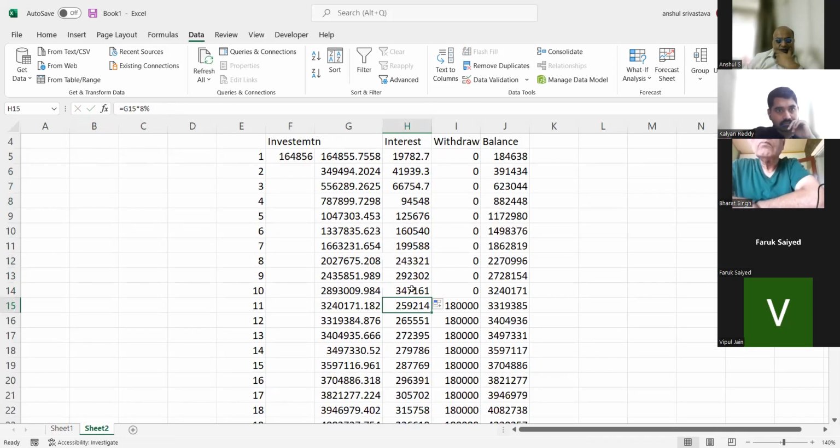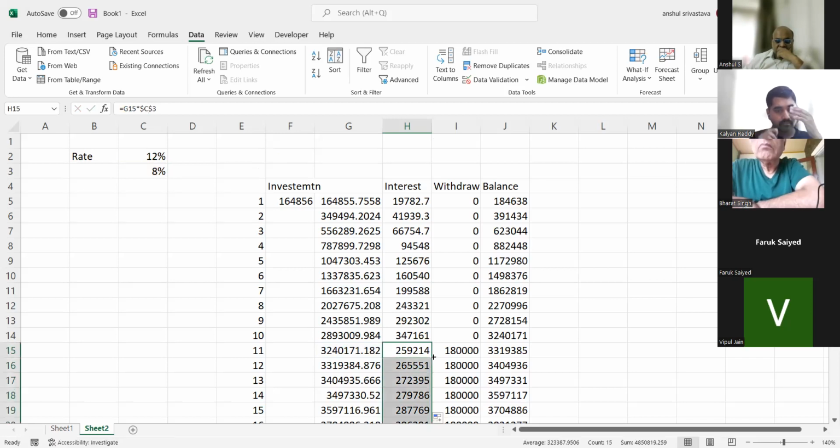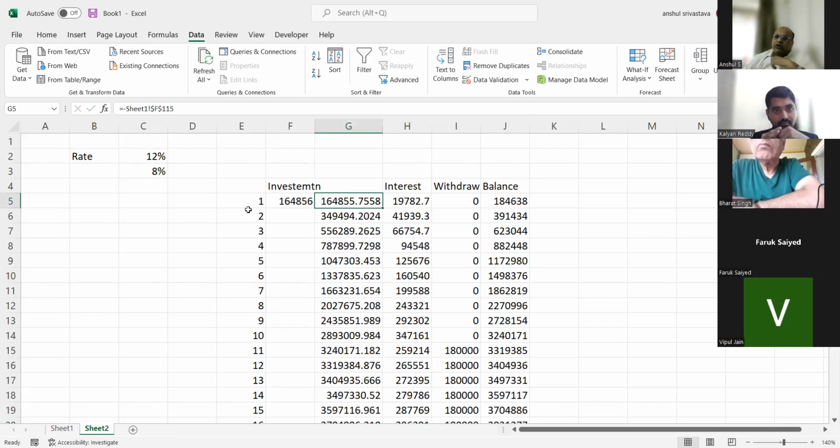And इसको हम दे देंगे from 11th year, 8% की जगह we will give the cell reference FNF4. And we can drag it. Now I guess और कुछ हाथ से नहीं है. Now you can apply goal seek.